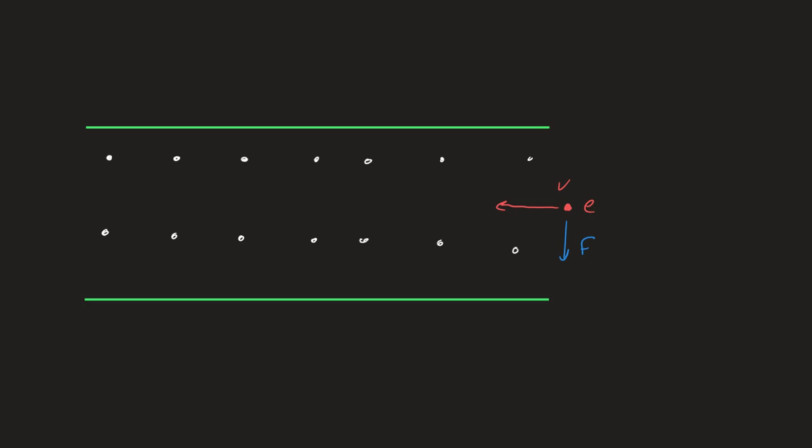So I want the particle to not drift downwards. So I want to add a field that will prevent the particle from drifting downwards. I want to add an electric field. What direction would the electric field have to be in order for the electron to not be pushed downwards?